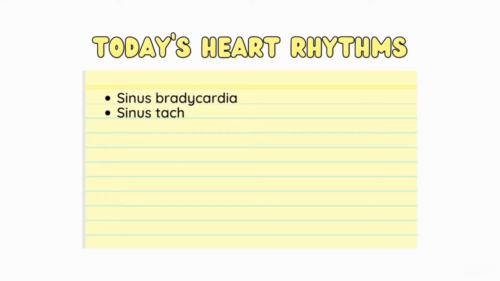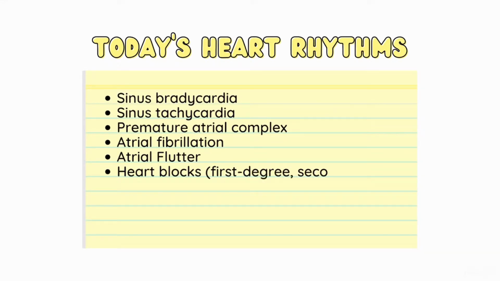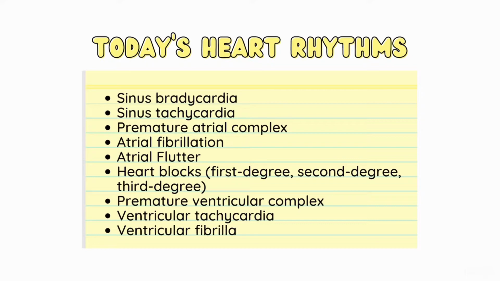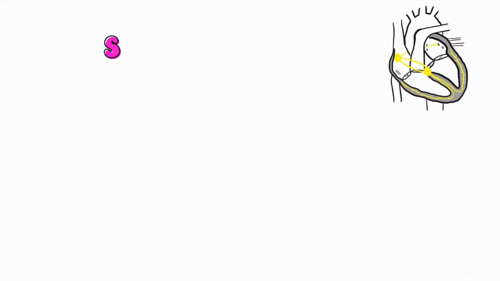Today, we will discuss the following heart rhythms: sinus bradycardia, sinus tachycardia, premature atrial complex, atrial fibrillation, atrial flutter, heart blocks including first degree, second degree, and third degree, premature ventricular complexes, ventricular tachycardia, and ventricular fibrillation. Let's start with the sinus rhythms.